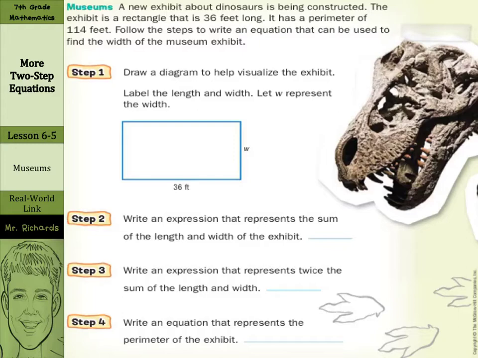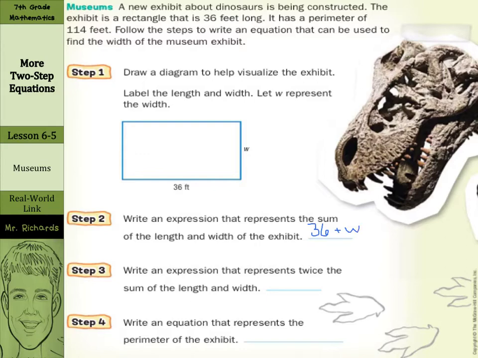Step 1. Draw a diagram to help visualize the exhibit. Label the length and the width. Let W represent the width. Well, here's our diagram. W is our width, and we're told the rectangle is 36 feet long, so we're labeled at 36 feet. It says write an expression that represents the sum of the length and width of the exhibit. Well, if our length is 36 plus our width of W, that's 36 plus W.